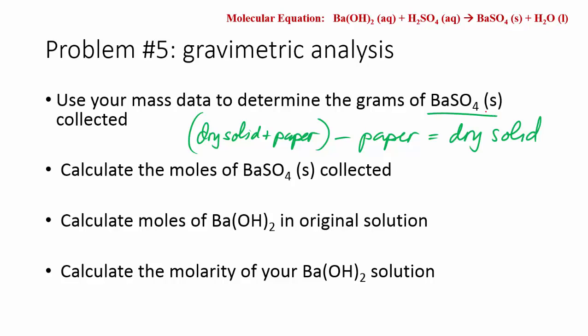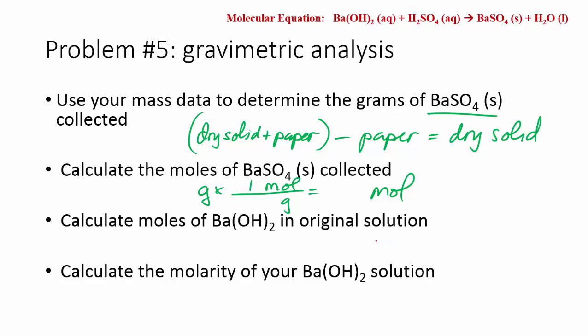Moles of barium sulfate. When you know the chemical formula of something and you know its mass, you can look on the periodic table. So you can look on the periodic table and calculate the molar mass of barium sulfate and convert that mass into moles.